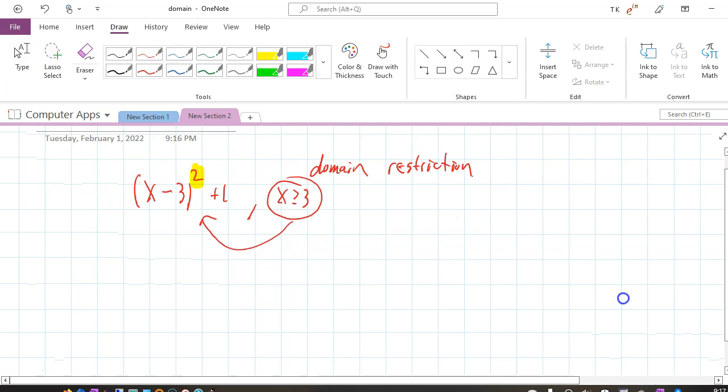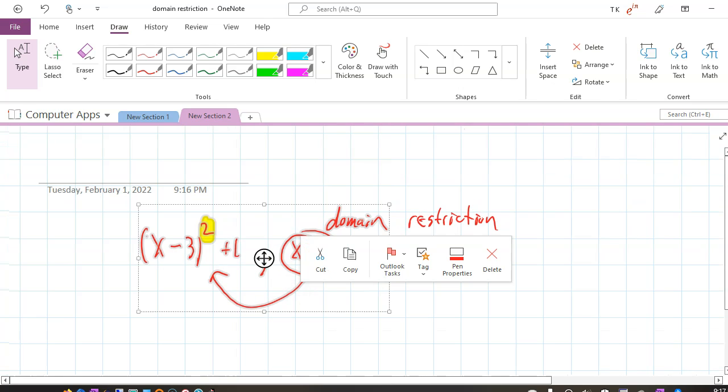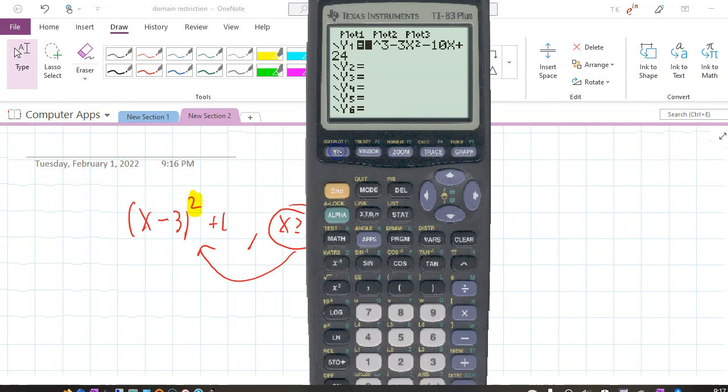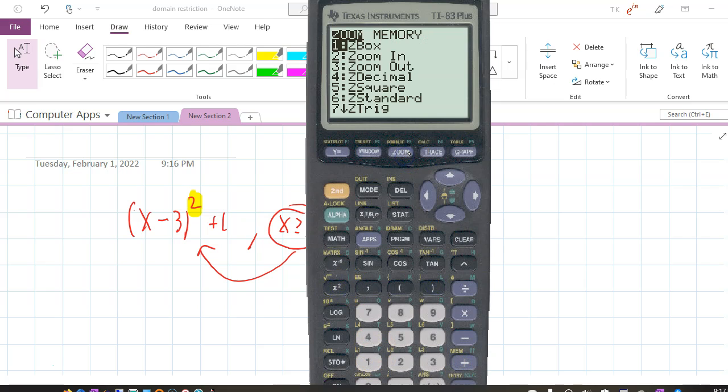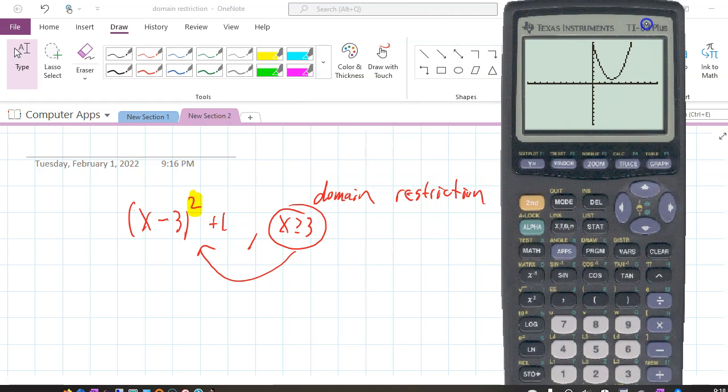I'm just going to very quickly graph this out here. You know what, I'm just going to put it in the grapher. I think that's the fastest way to go. So I'm going to put this in the grapher: x minus 3 squared plus 1. I'm going to zoom standard, which is 10 by 10. And there's the graph.